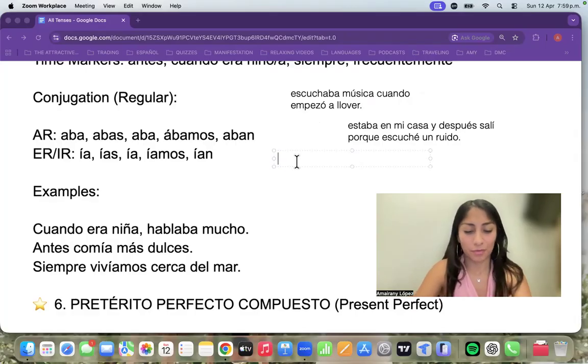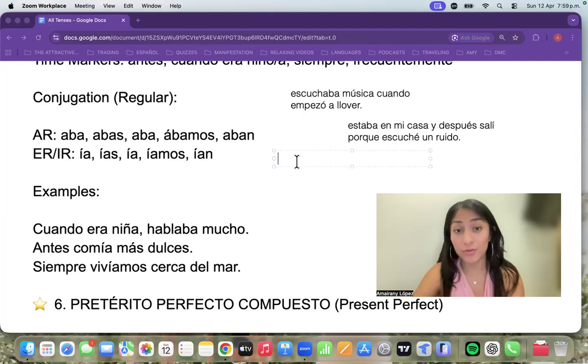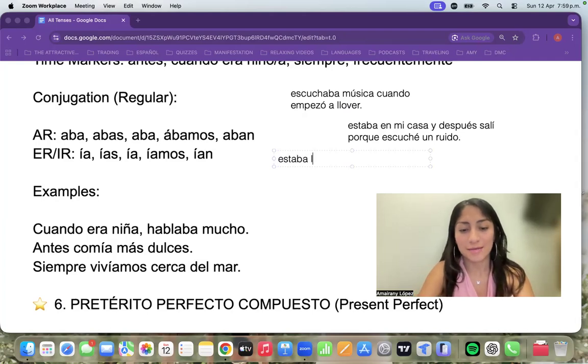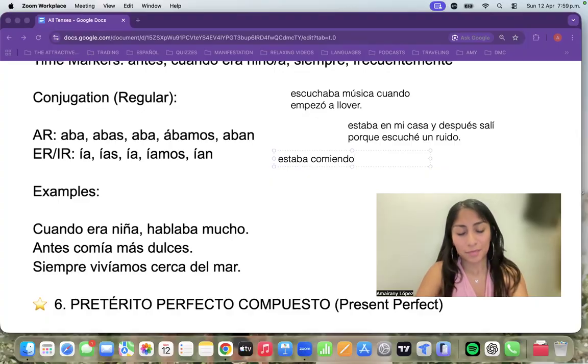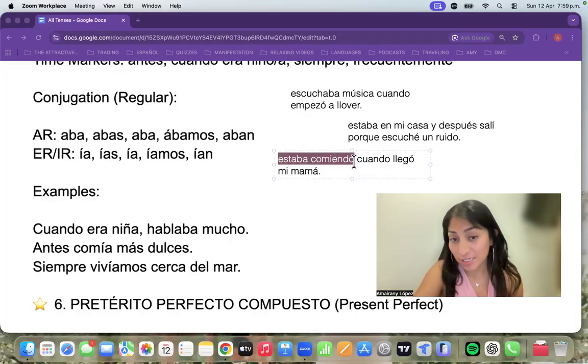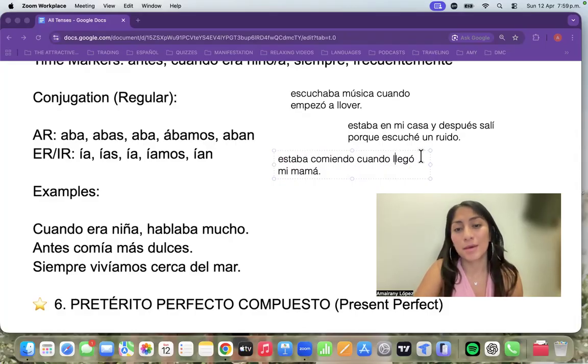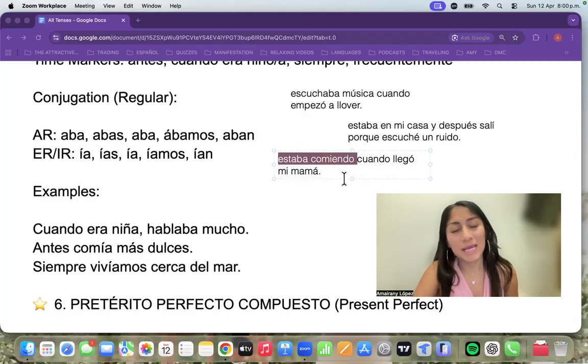What else could there be? We can also use the -ing. Estaba comiendo cuando llegó mi mamá. I was eating when my mom arrived. So there are many, many uses for this imperfecto tense.